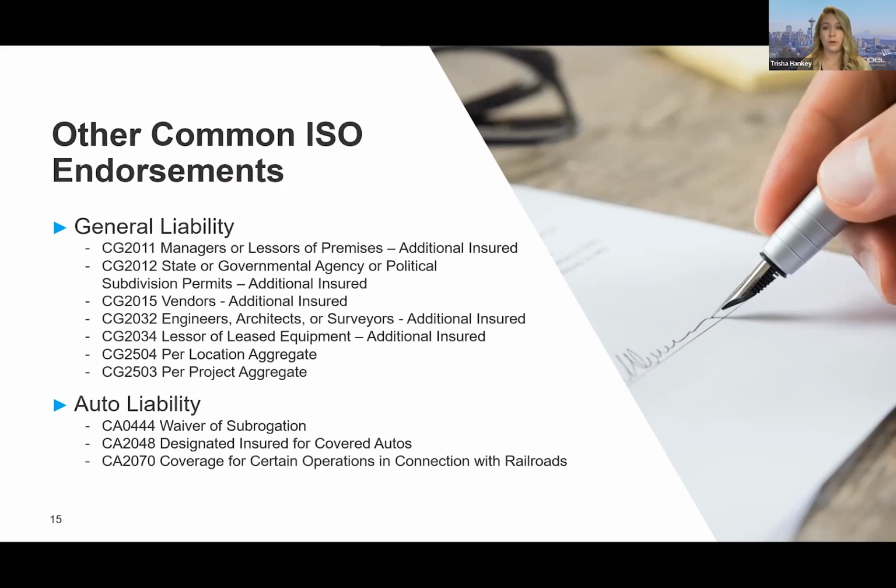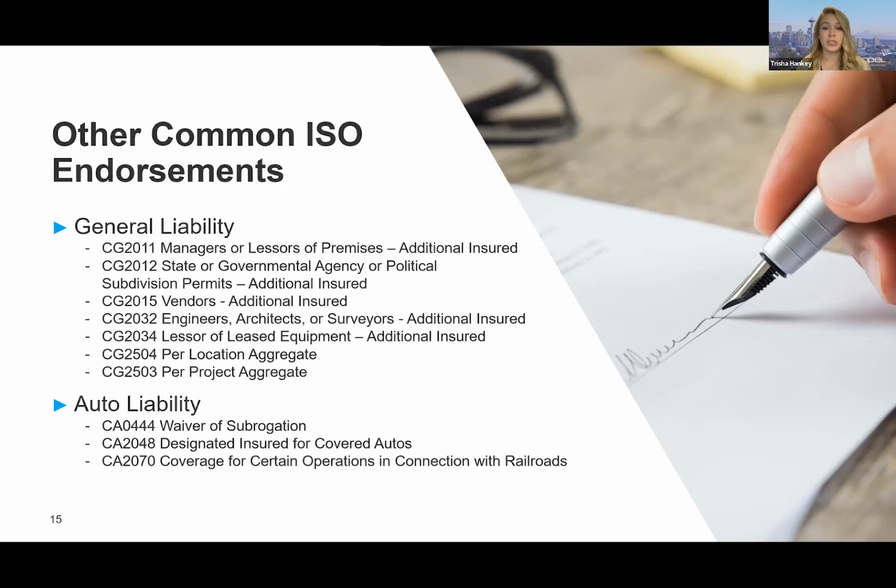CG 2504, designated locations general aggregate limit. This endorsement applies the separate general aggregate limit to each designated location. Much like the CG 2503, this endorsement provides a separate general aggregate limit to each construction project. And then onto auto liability, we see the CA there to note the auto.